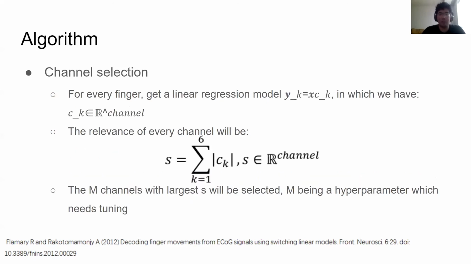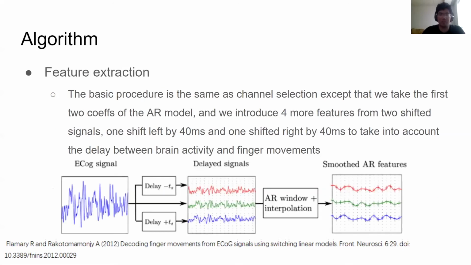For every finger, we get a linear regression model in which we have linear coefficients, the length of channels. The relevance of every channel will be the sum of the absolute values of the linear coefficients. And the M channels with the largest S will be selected. M is a hyperparameter which needs tuning. So this is the whole channel selection part.